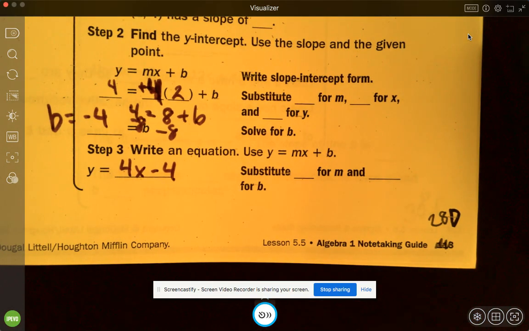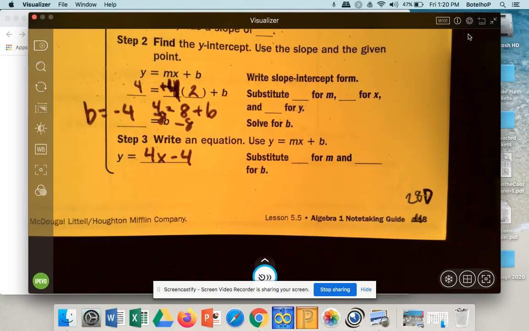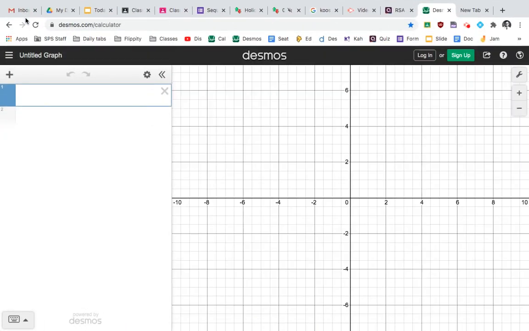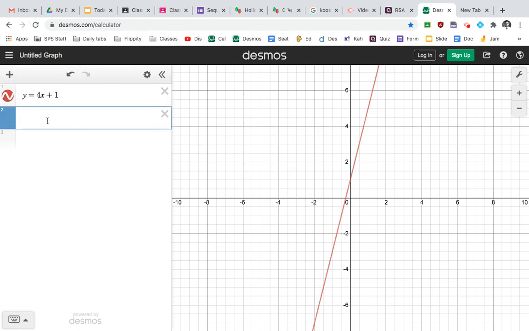So then if you wanted to check this on Desmos, I'll show you one example of that here. It would be y equals 4x plus 1, and then here is y equals 4x minus 4, and you can see it's supposed to go through the point (2, 4), that second one in blue. So if I go to (2, 4), excuse me, sorry, it goes right through there at (2, 4), like it was supposed to. So turn the page, let's do the next example, example 2.